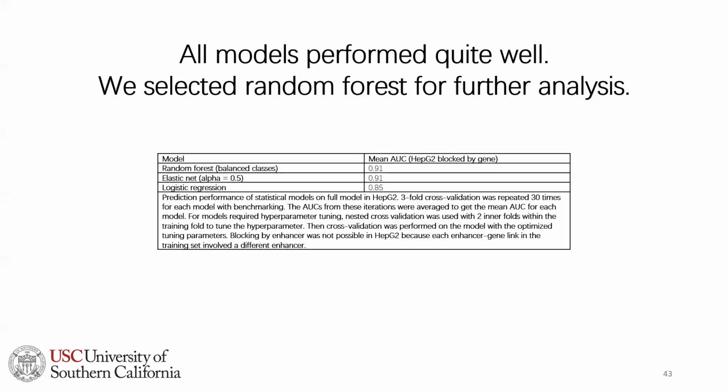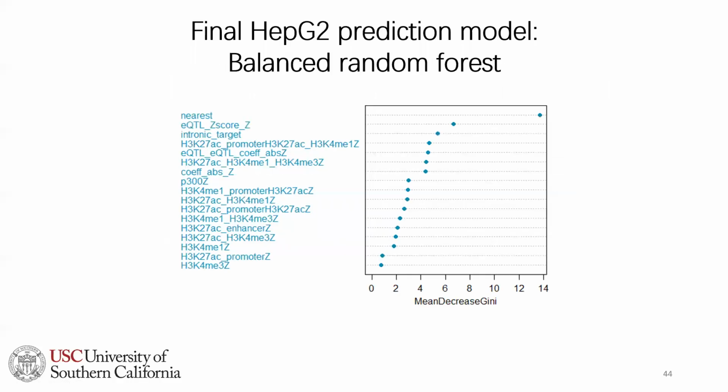So with that, with a random forest constraint to make it so that the classes are balanced, we have a mean AUC of 0.91 for elastic net, 0.91, and for logistic regression, 0.85. So we selected random forest for further analysis.